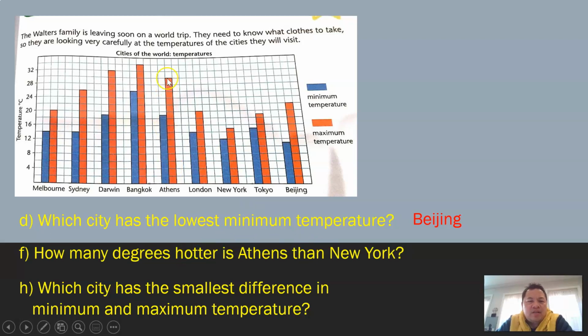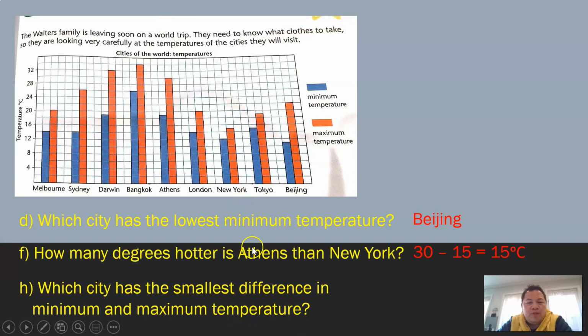So Athens is 30 degrees and New York is 16. It's actually 15 degrees. So the difference is 30 minus 15 degrees. So the difference between the two cities is 15 degrees Celsius. Okay, remember the units are important. Don't forget about that.